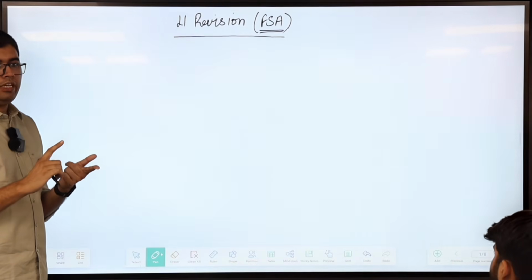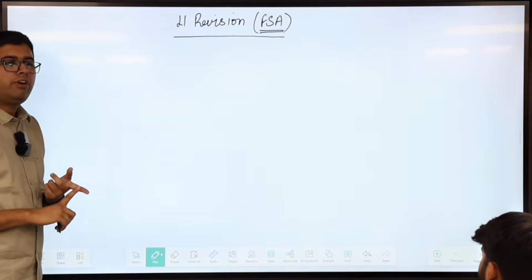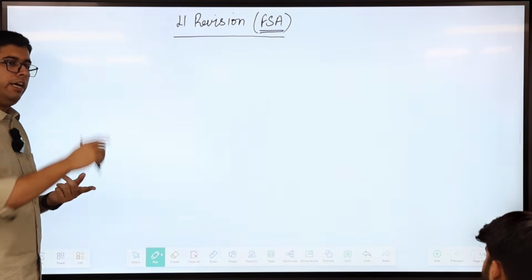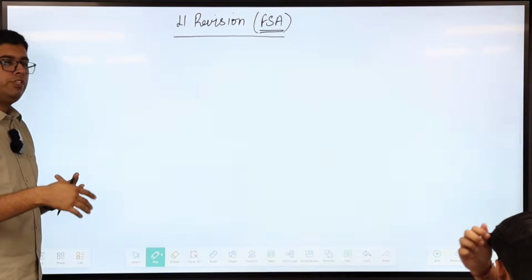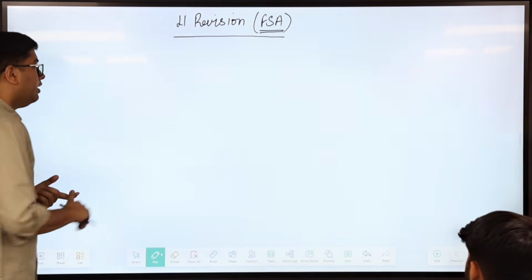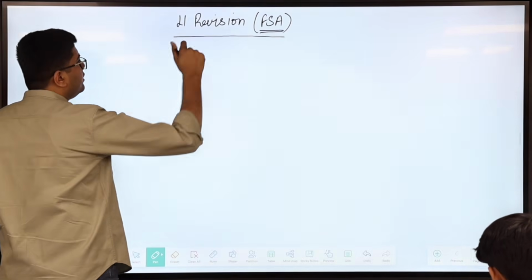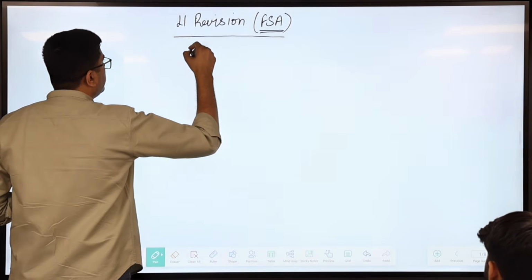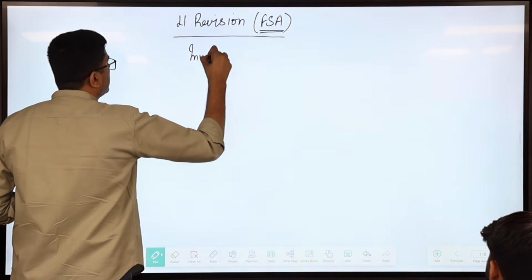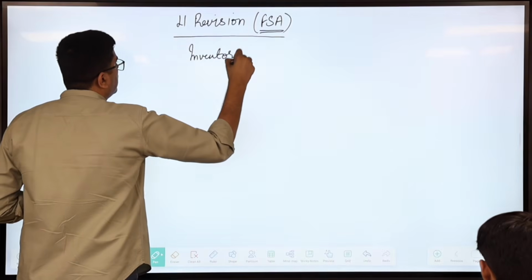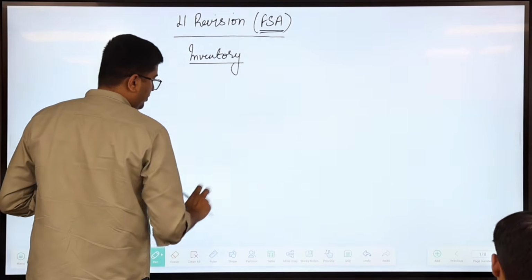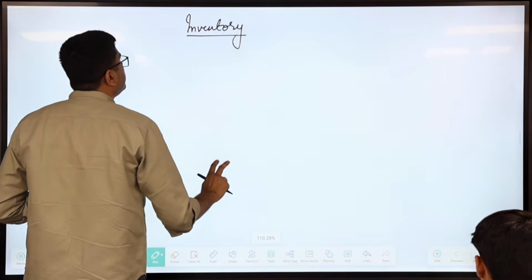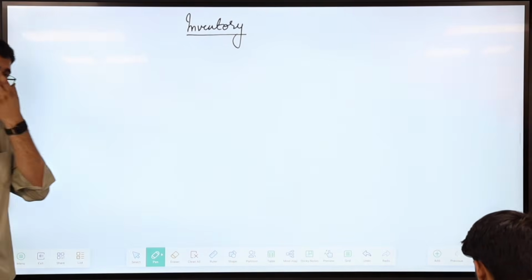What is the process or steps of financial statement analysis? And in those steps, what are the sources from which we will normally collect the data? So first chapter is a basic read. It doesn't require any mind maps. We'll start straight away with the mind map of inventory. This is the first major chapter that requires a mind map.